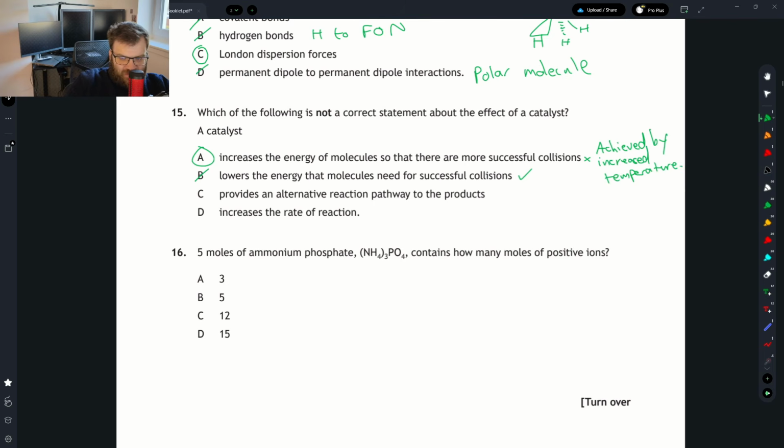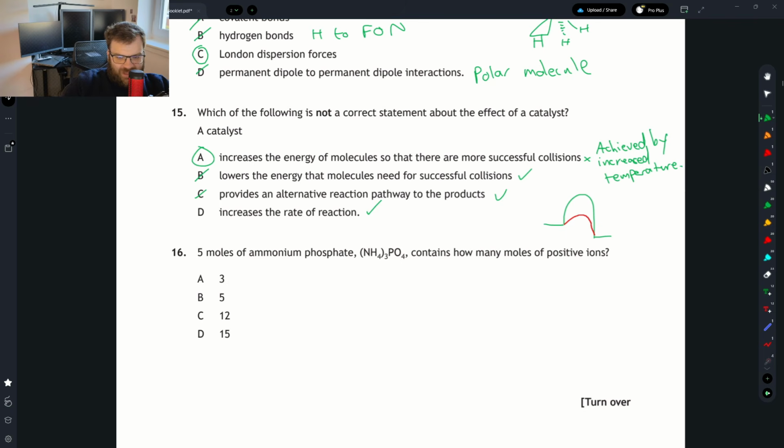In terms of the alternative pathway, this is when we have our reaction profile. When we add a catalyst, it lowers the activation energy, and we have a new line, which I've shown in red. So it does provide an alternative lower energy route. And from baby chemistry, a catalyst does increase the rate of reaction without being used up. That is the correct answer.